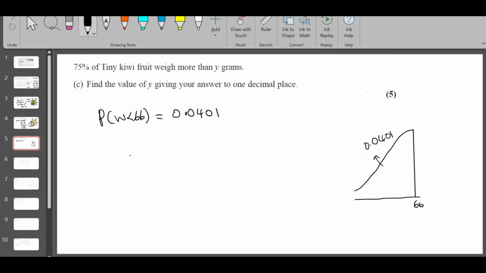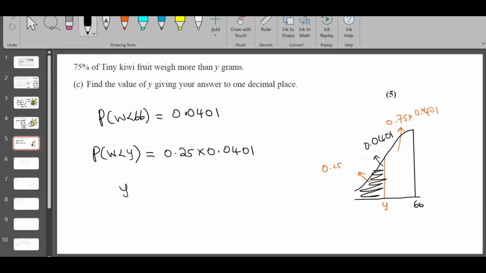Now 75% of this area, 75% of this weigh more than y grams. So let's say y is in here. This will be 75% of the total area. This will be 75%. This will be 25%, right? So if we take P of W is less than y, means this will be 25% of the total area. So 25% of 0.0401.